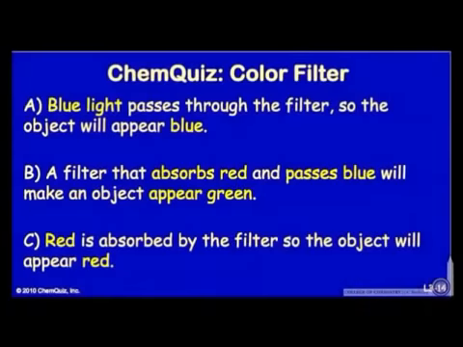Let's consider an argument for each of the possible answers. Answer A, blue light passes through the filter, so the object will appear blue. Answer B, a filter that absorbs red and passes blue will make an object appear green, or red light is absorbed by the filter, so the object will appear red. Think about those three possible solutions for a minute and make another selection.